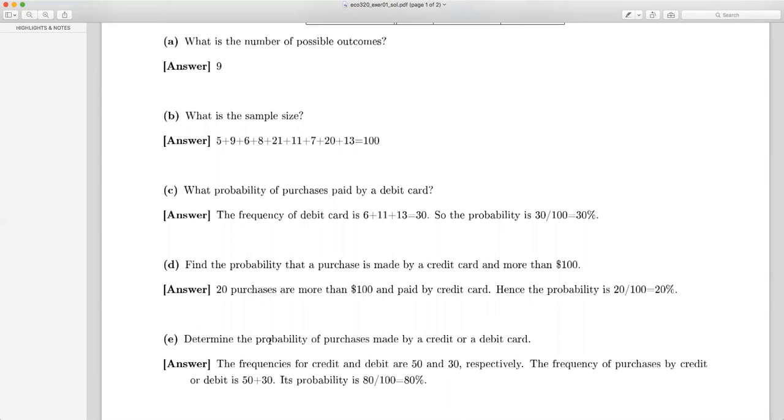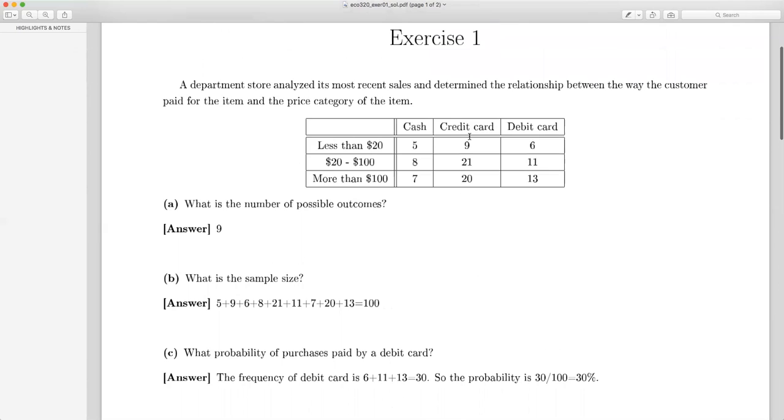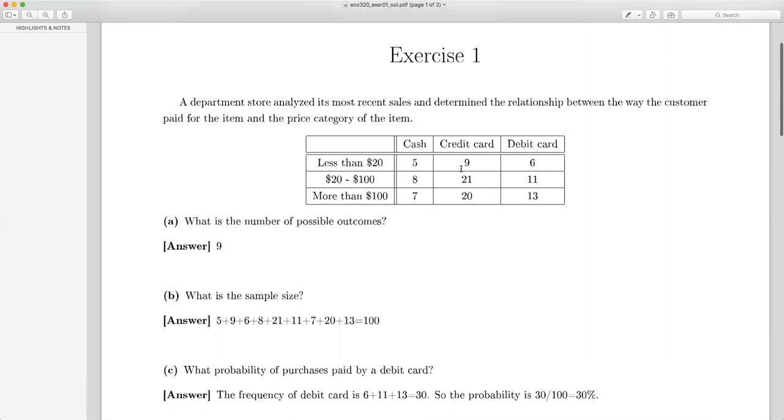So I'm looking for the probability of purchases made by a credit card or debit card. That is like a union concept. It doesn't happen at the same time, right? So made by credit card or debit card. How many observations did we have for credit card? That was 50. How many observations do we have for debit card? It is 30. So 50 plus 30 is 80. And what is the total sample size? It is 100.